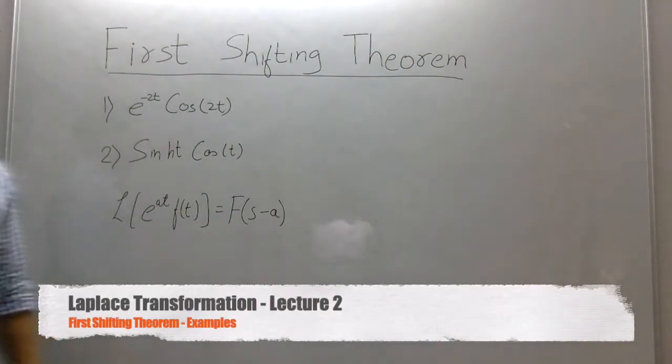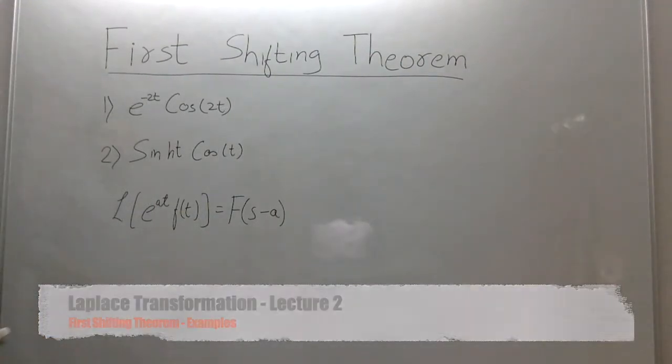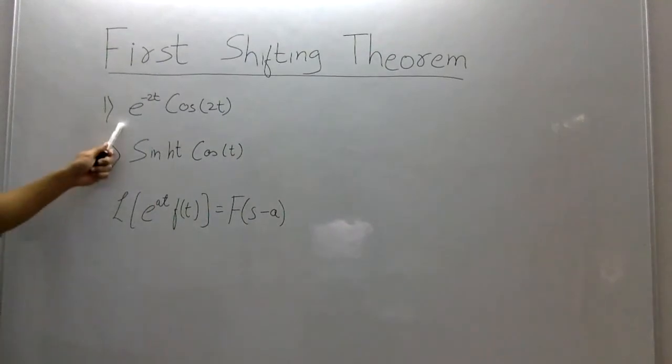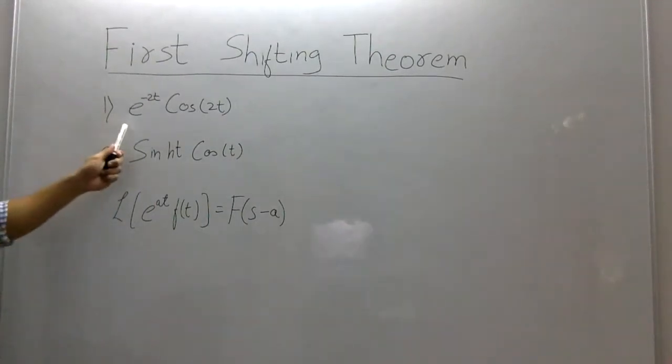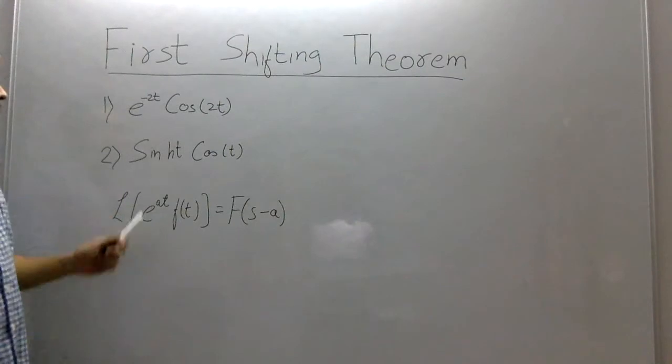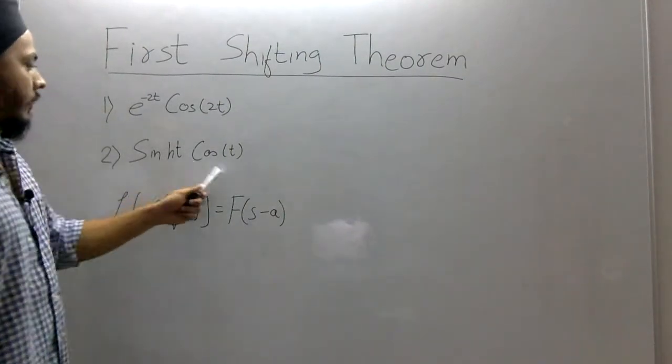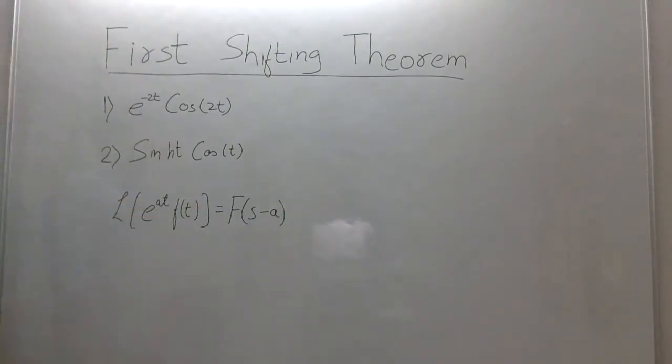Now let us take two examples. You need to find the Laplace transformation for the first function and the second function. The first function is e to the power minus 2t cos 2t. The second function is sin hyperbolic t cos t. Please find the Laplace transformation of both the functions.